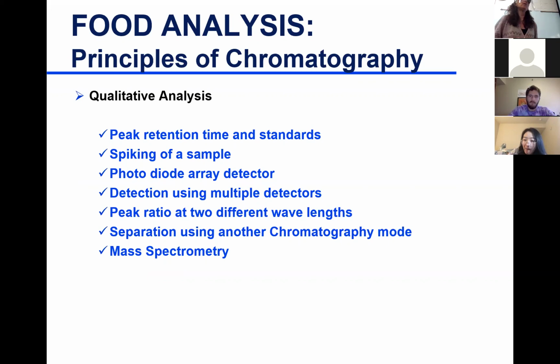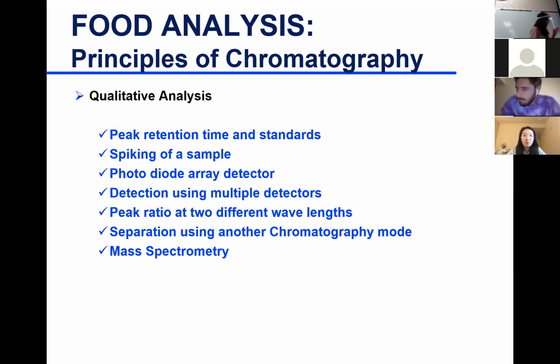We do that when we have standards. So if I want to detect and identify caffeine in my sample, I really have to run caffeine through the column to see the retention time and compare it to the retention time of the compound in my sample. So retention time is the first thing I would look at. Same with those of you that did the GC analysis, where you had to run a reference standard, and then you looked at the retention time to determine which peak is which in your sample.